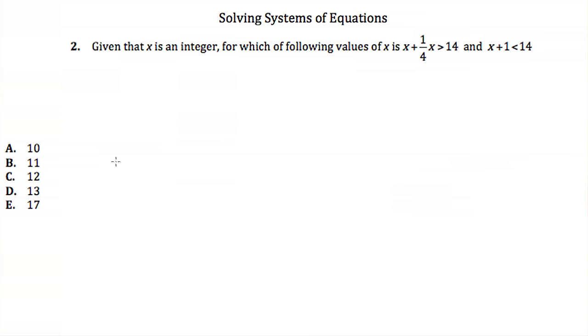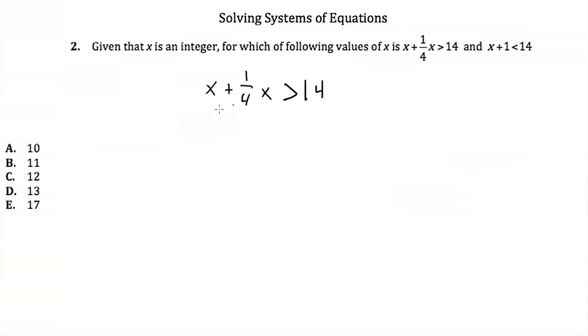Now let's look at problem 2. Here we're told that given x is an integer, for which of the following values of x is x plus 1/4 x greater than 14 and x plus 1 is less than 14? Here I have two inequalities. The first one, x plus 1/4 x has to be greater than 14.